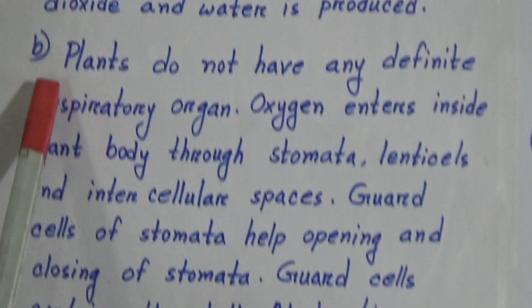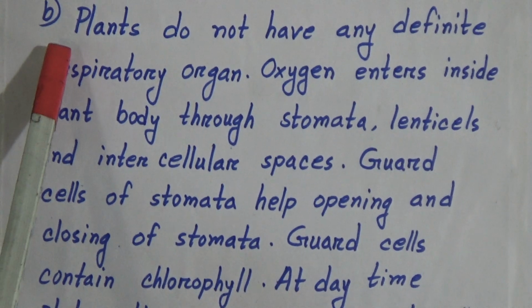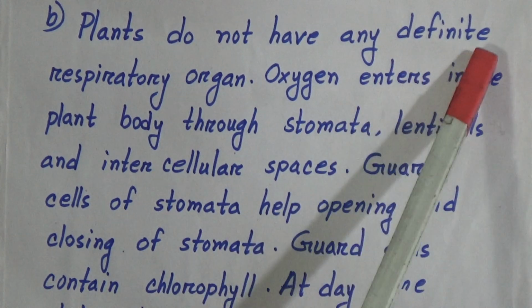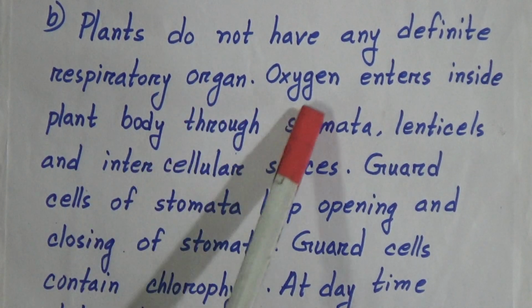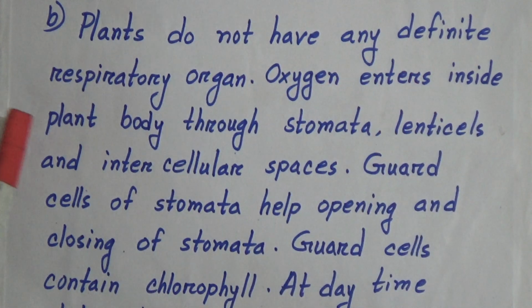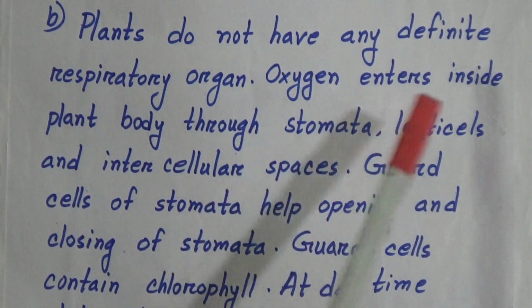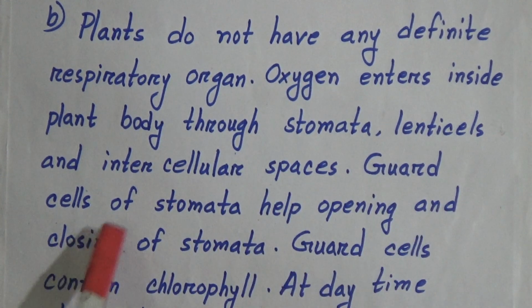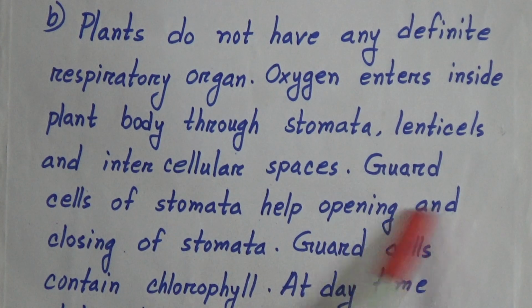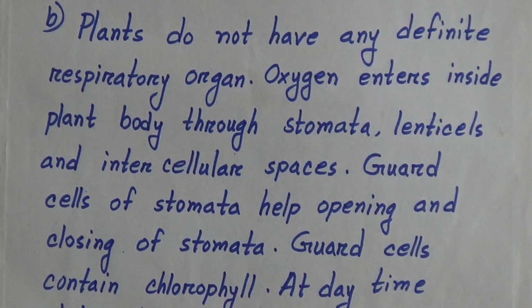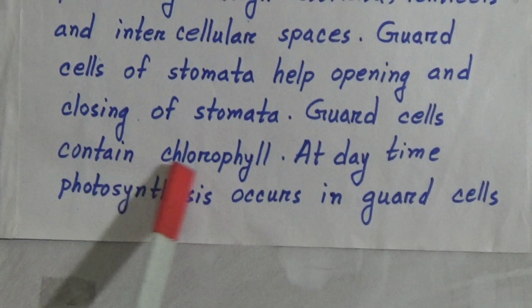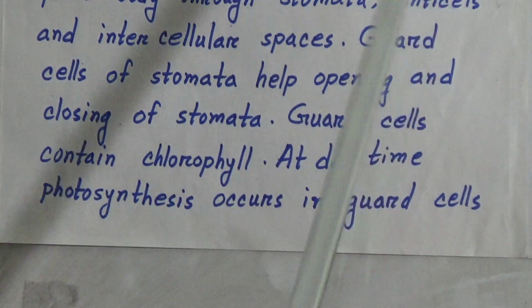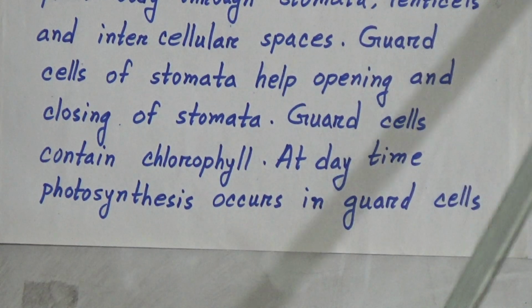Now B number answer. Question was, how does stomata help in respiration? Explain. Answer is, plants do not have any definite respiratory organ. Oxygen enters inside plant body through stomata, lenticels and intercellular spaces. Guard cells of stomata help opening and closing of stomata. Guard cells contain chlorophyll. At daytime, photosynthesis occurs in guard cells and as a result stomata opens.